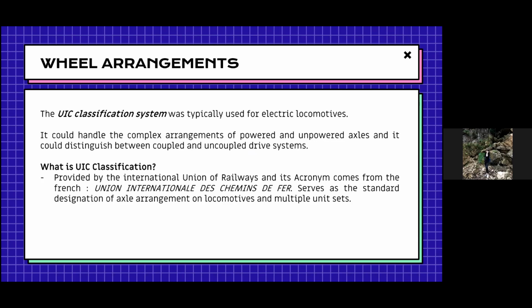Na-develop yung system na to by the International Union of Railways. And UIC stand for Union Internationale des Chemins de Fer. So galing siya sa French term. Pag sinabing UIC classification system, by axle yung pagbilang ng wheel arrangement. And it has a lot of more rules than the white notation. Next po.